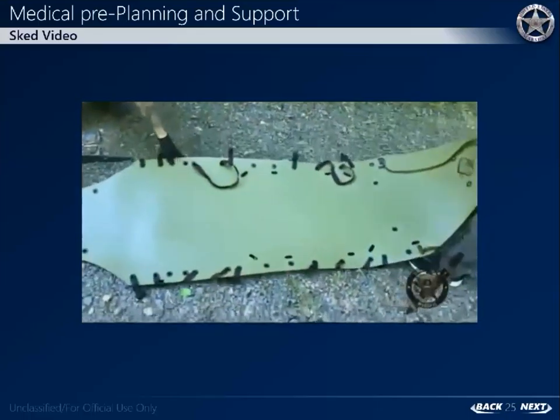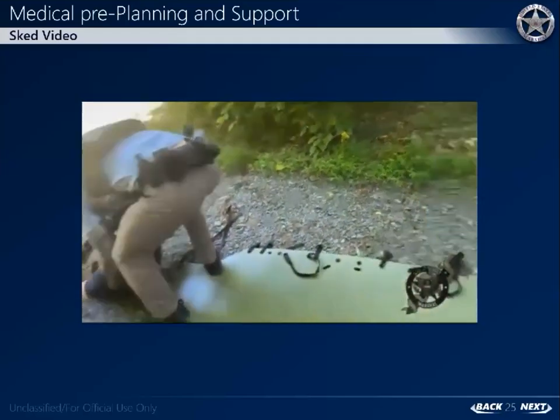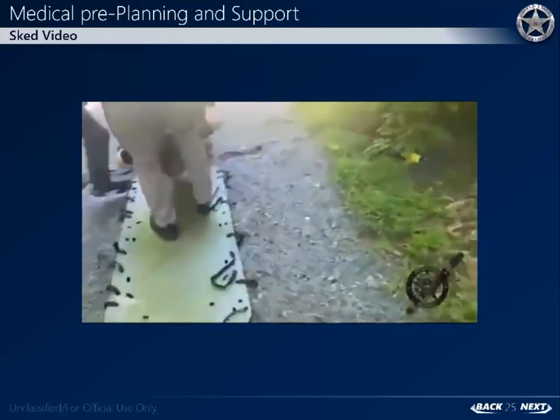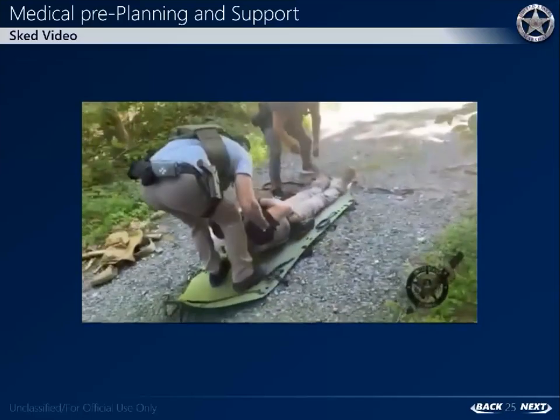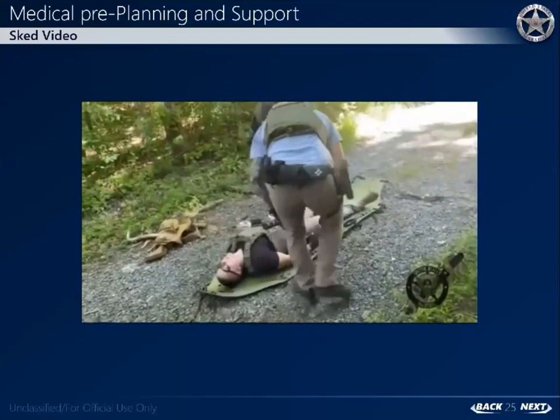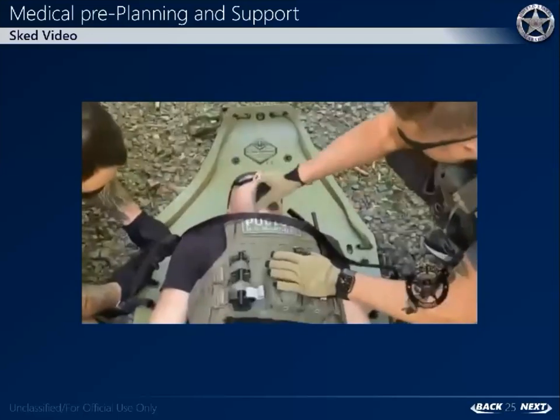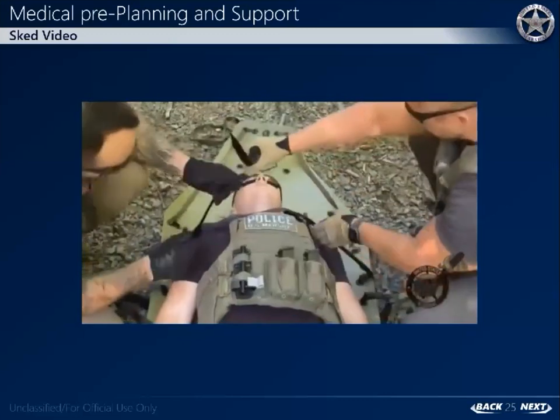The patient's body armor and weapon belt should be removed. The bottom of the SKED should be placed at the head of the patient, and the patient should then be pulled onto the litter. The first strap should be located at the patient's chest. Adjust your patient if necessary.